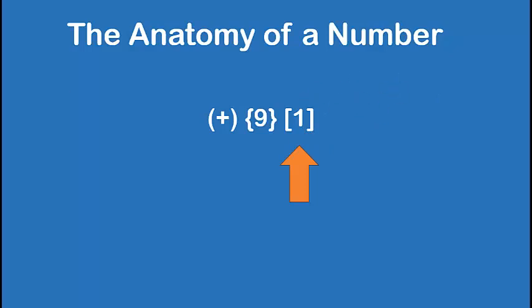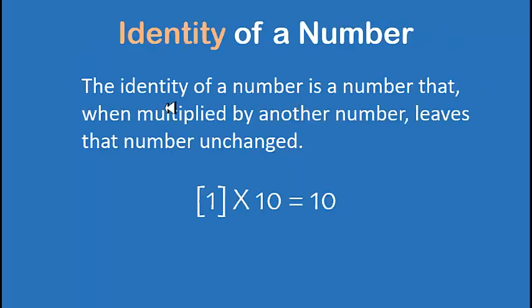Okay, so the identity of a number is a number such that when multiplied by any other number leaves that number unchanged. So the identity of the real numbers is 1, because 1 times 10 is equal to 10. Now, for the sake of the discussion in this video, I am putting identities in square brackets. Identities are also sometimes referred to as units.